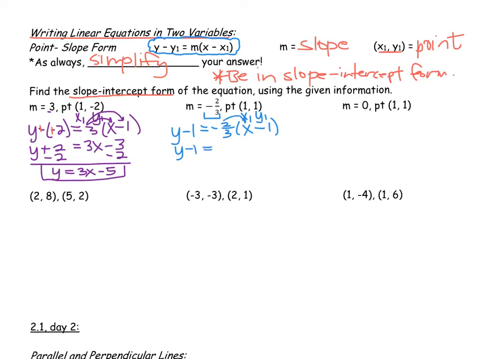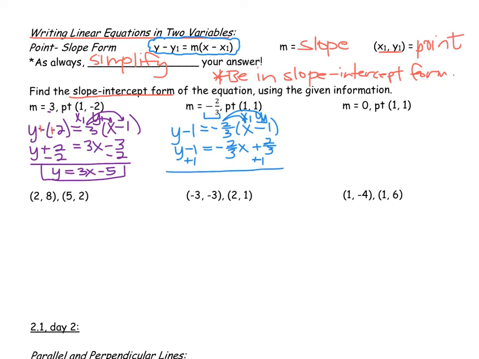To simplify, y minus 1 on the left stays as is, but on the right we're going to distribute the negative 2/3 in, and we're going to keep our answer in fraction form. Negative 2/3 times x, that's easy enough to keep in fraction form. If we take negative 2/3 times negative 1, the two negatives would cancel out, and we would have positive 2/3. Now to get y by itself, I'm going to add 1 to each side.